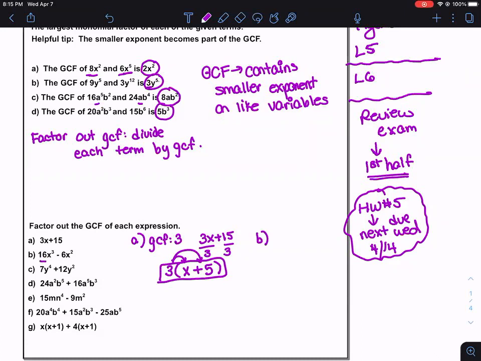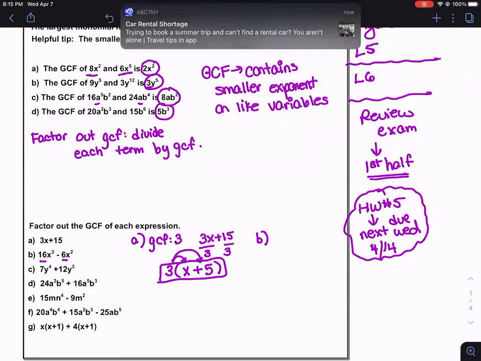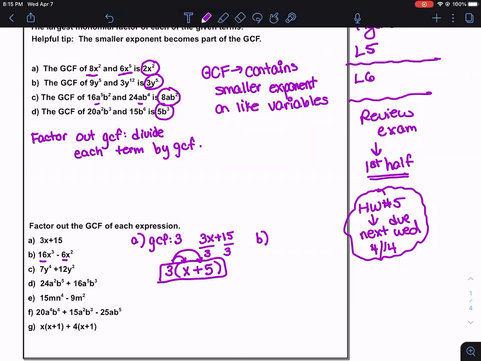So for B, you have 16x, excuse me, 16 and 6. We start with the numbers first. For 16 and 6, the largest number that divides both of those would be 2. Okay, and I'll just identify that GCF. For x to the 3 and x to the second power, we go with the smaller exponent. So x squared would also be part of the GCF.